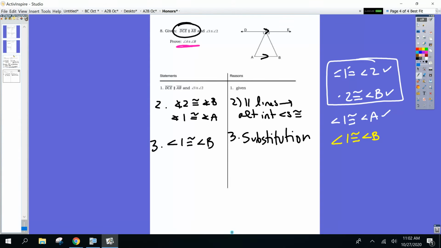Now for a second time, I could substitute and write A congruent to B. Okay? If you have 3 congruent quantities, all the time you're going to have to substitute twice. There's no way you can get to the conclusion in one substitution. All right? So substitute twice.